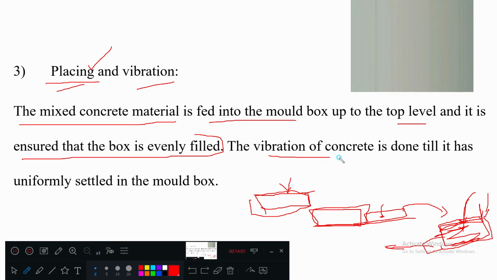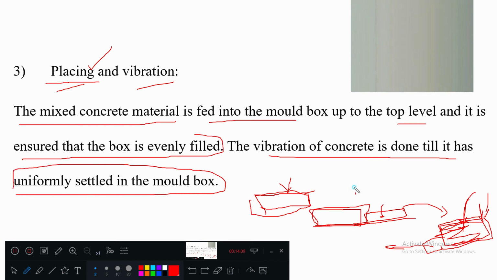The vibration of the concrete is done till it has uniformly settled. If it is a mold, proper compaction has to be done.